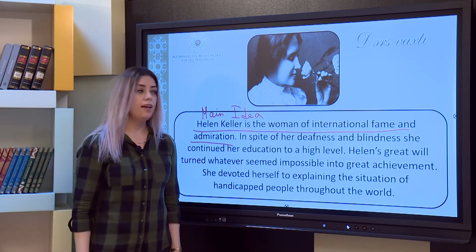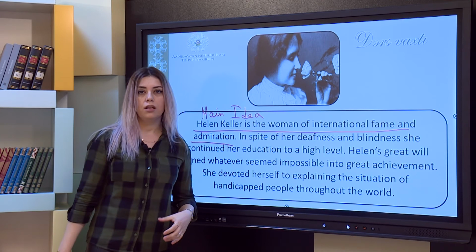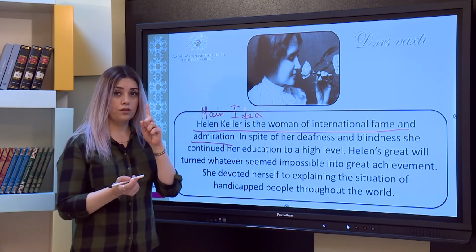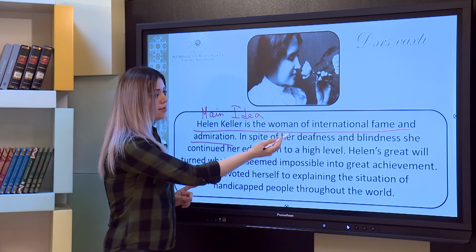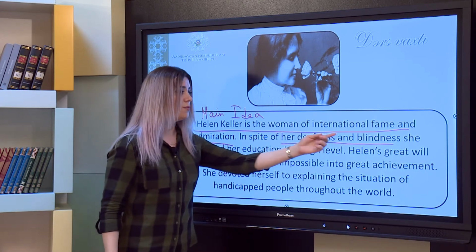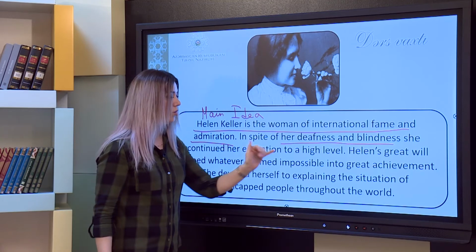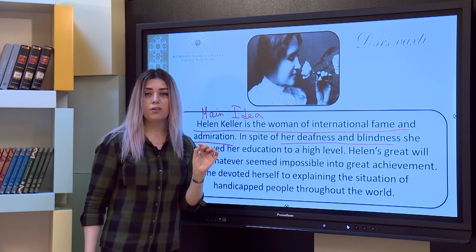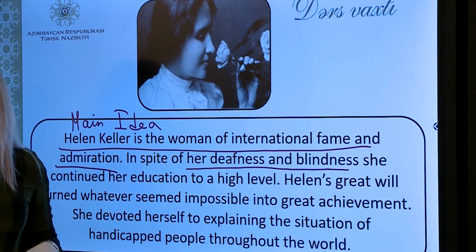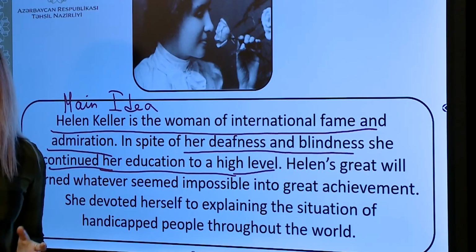So why is Helen internationally famous and admired? Why do people love her? Why is she famous? First, in spite of her deafness and blindness. So she is deaf, she cannot hear, and she is blind, cannot see. She continued her education to a high level. This is something very important. She was deaf and blind, but she still continued her education. So this made her famous and loved by lots of people.